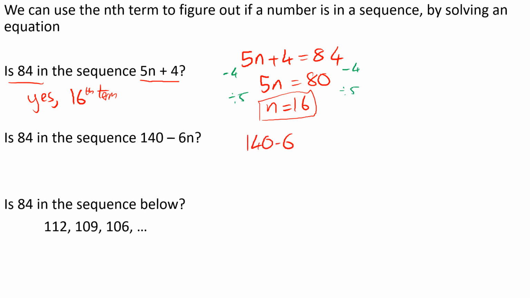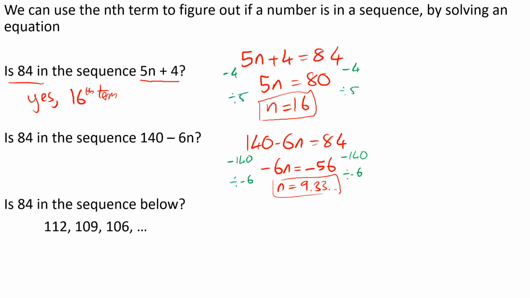So is 84 in the sequence 140 minus 6n? Well, let's set up our equation. How would you do this? Well, let's do this a bit of an awkward way. Let's take away 140 from each side. We'll end up with minus 6n equals minus 56. We'll then divide by minus 6. And we'll get ourselves to n equals 9.33 dot dot dot. And as I said on the previous one, n needs to be a whole number for this to be true. We can't have something being the 9.3rd term in a sequence. So we can just go ahead and say no. Well, with the algebra, you wouldn't just be allowed to just say no.